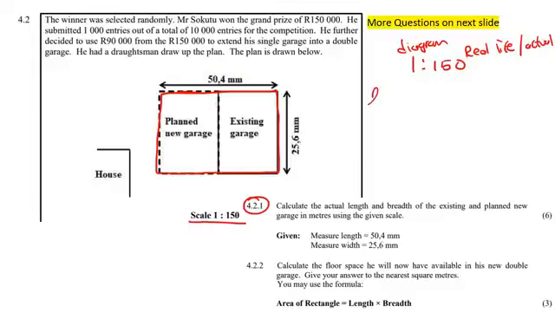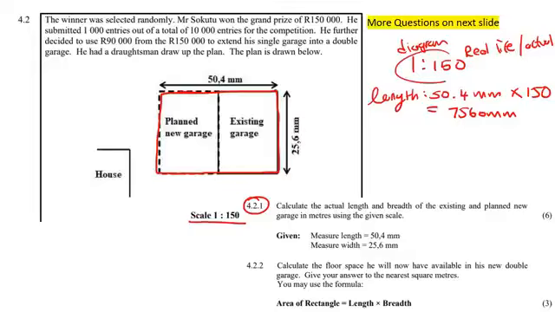So for this first one, the length, it's 50.4 millimeters. So to work out that length in real life, you're going to multiply that by 150, and that'll give us 7,560 millimeters. We have not converted into meters yet. We've literally just used the scale. So this is now the distance in real life, but they would like us to have it in meters.